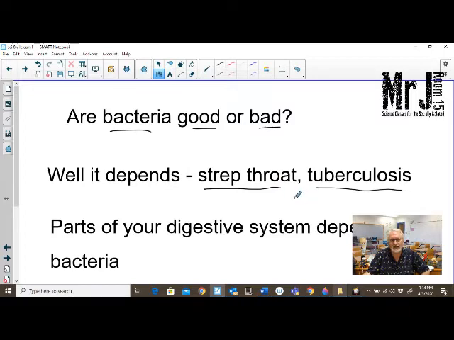So we want to be able to get rid of those. On the other hand, you can't live without bacteria. In fact, you've got bacteria all over your body, not only all over your body, but inside your body as well, because they are used in your digestive system, in your large intestine, for your digestive system to work properly. It's really kind of weird.